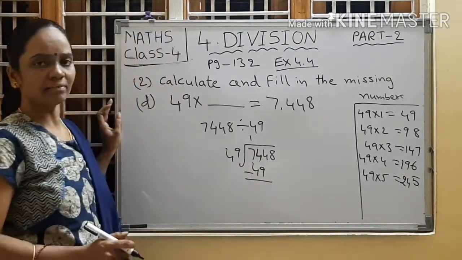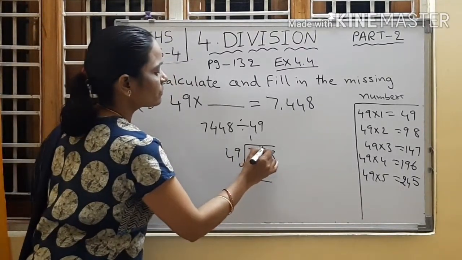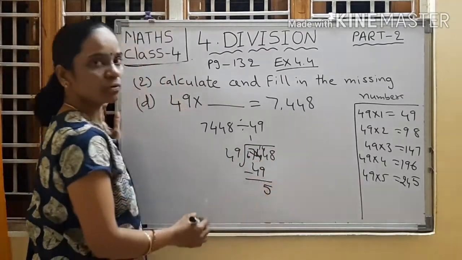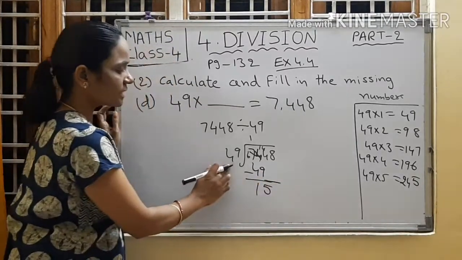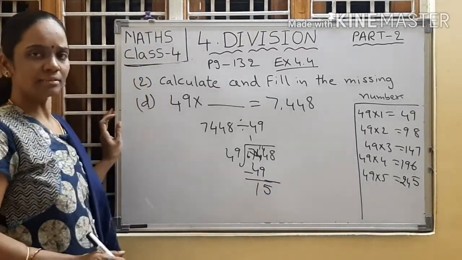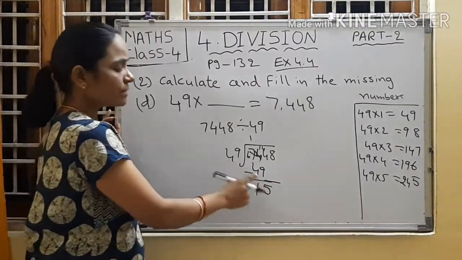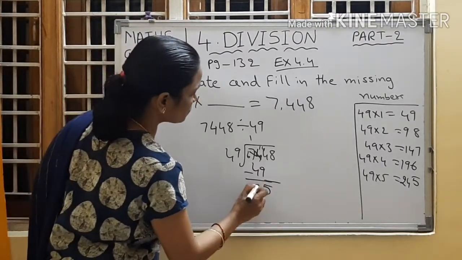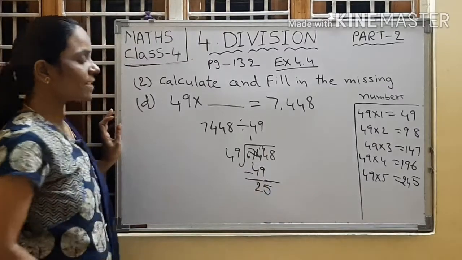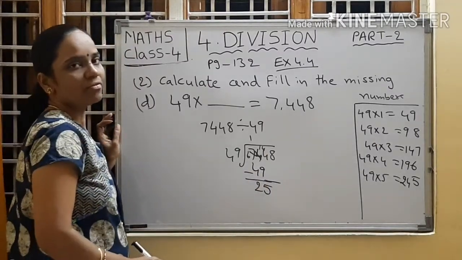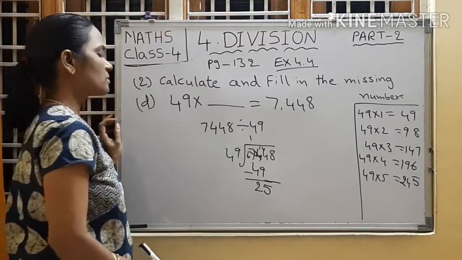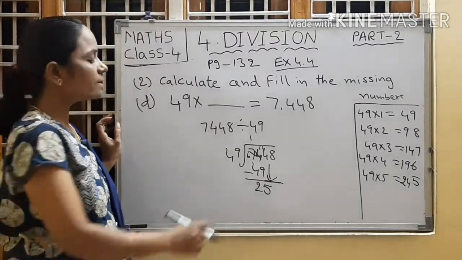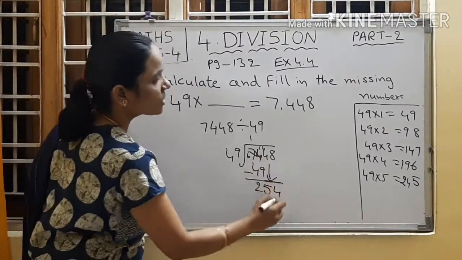Subtraction. 4 minus 9 can be? No, borrow. Then 4 becomes 14. 7 becomes 6. 14 minus 9 how much, children? 5. 6 minus 4 how much, children? 2. So 25. Will 49 divide 25, children? No. Because 25 is a smaller number, 49 will not divide 25. So what we have to do? Bring down the next number, that is 4.